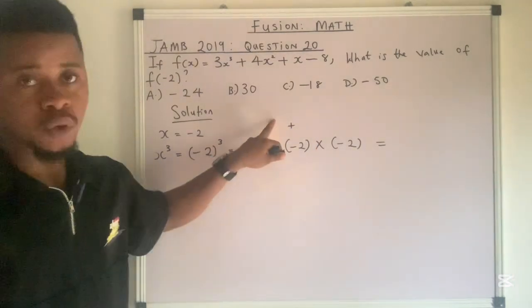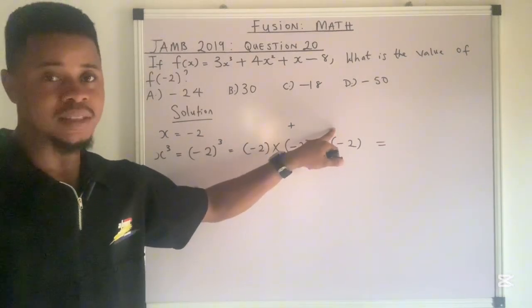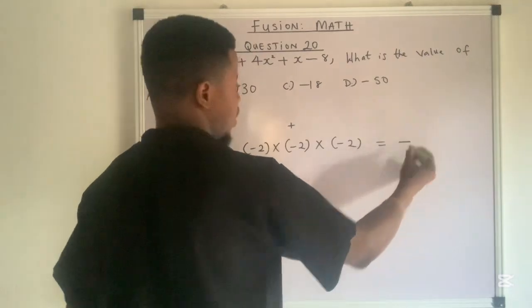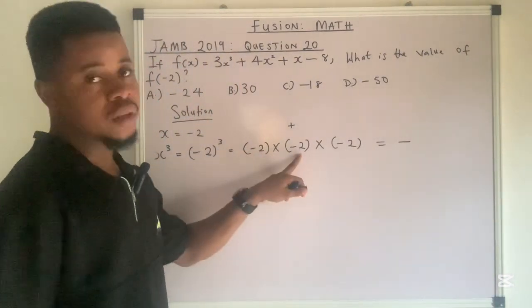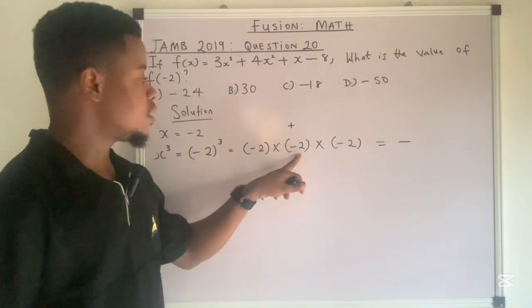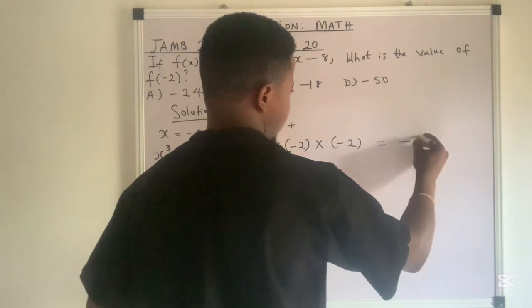Then we now have plus. Plus times minus gives you what? Minus in mathematics. I'm going to have minus here. Now, for the numbers, 2 times 2 gives me what? 4. Then 4 times 2 gives me what? 8. I'm going to drop 8 here.